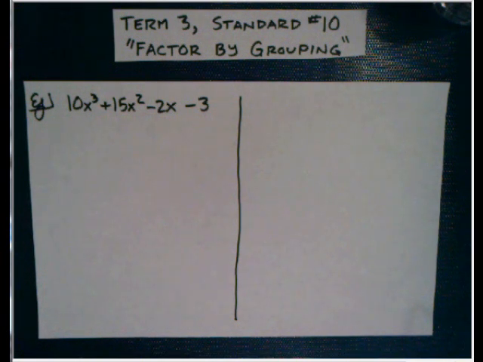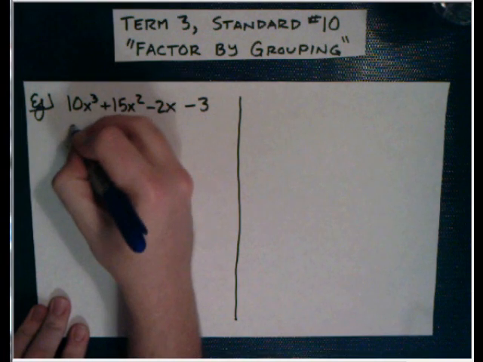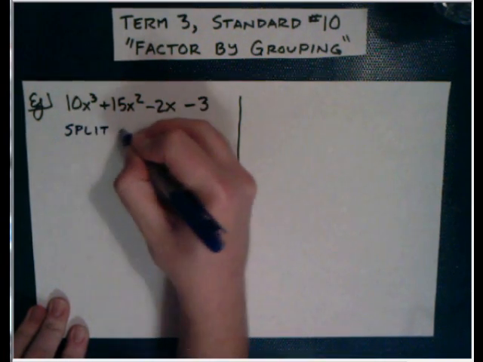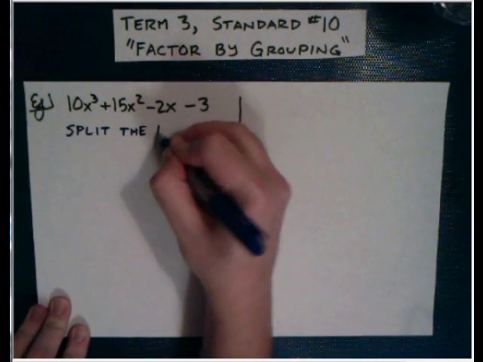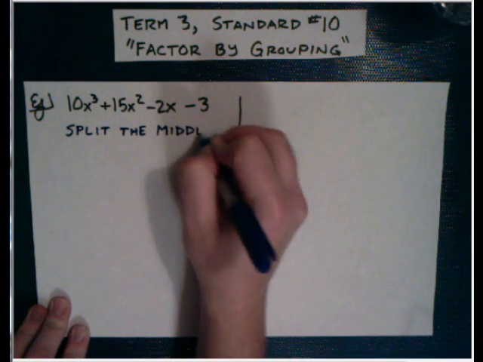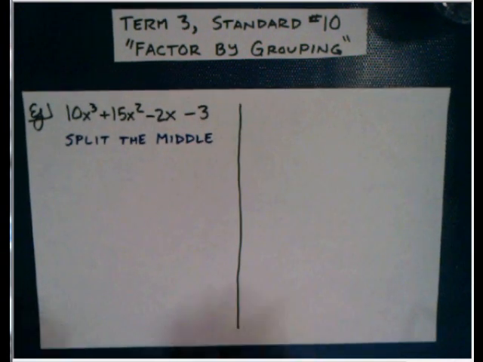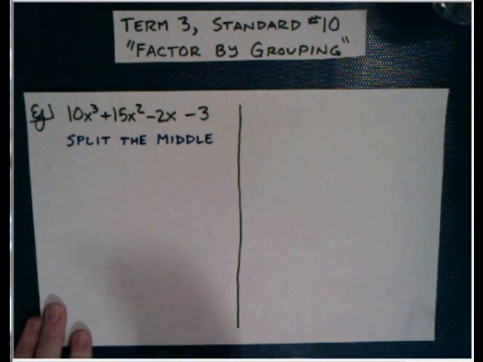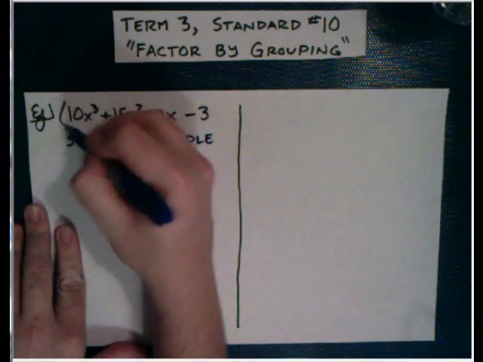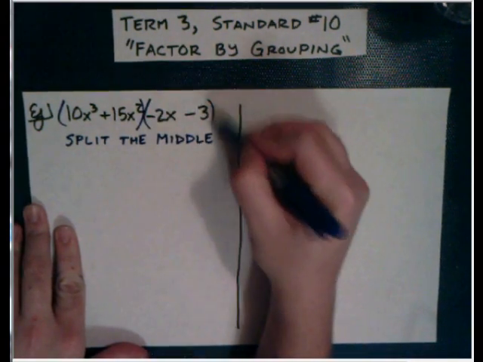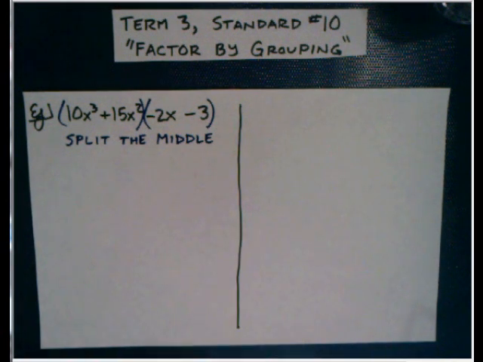Okay, so the first strategy I'm going to use is over on this left side. I'm going to use split the middle, or whatever this is actually called. This is pretty descriptive anyway. So for split the middle, I need to break it up into two pieces. So I'm going to do that like so. And then I've got to find the GCF for each one.